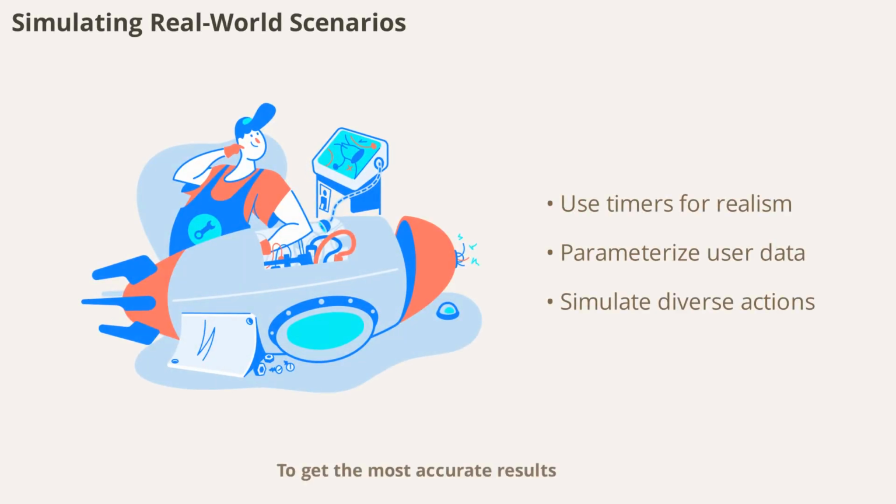Get the most accurate results. Design your tests to mimic real-world scenarios. Use timers to introduce think times, parameterize user data, and simulate a variety of user actions. This approach ensures your tests reflect actual usage patterns and provide meaningful insights.